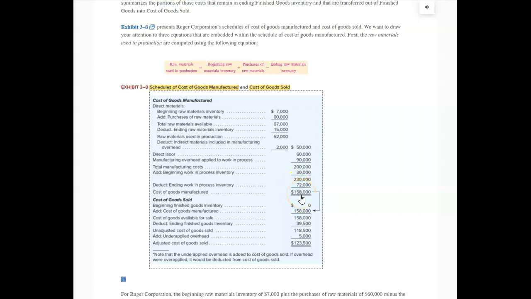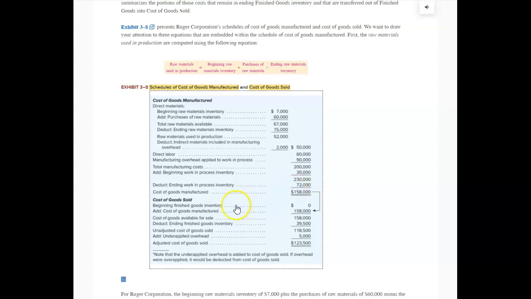And that number should look familiar. This is the cost of job A that we completed. All right, so that's the schedule of cost of goods manufactured up here. So again, the cost of goods manufactured, this bottom line number here, represents the cost of the units that were finished this period, in this case, this month.